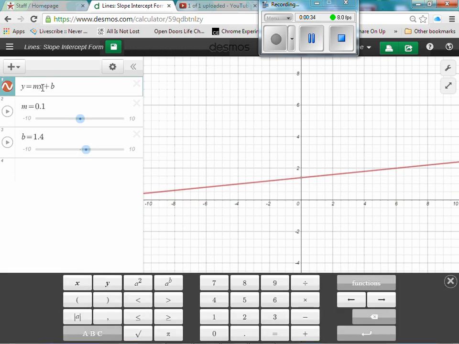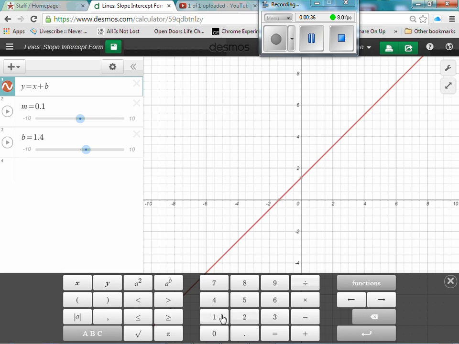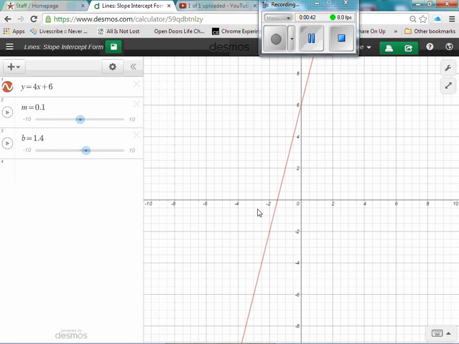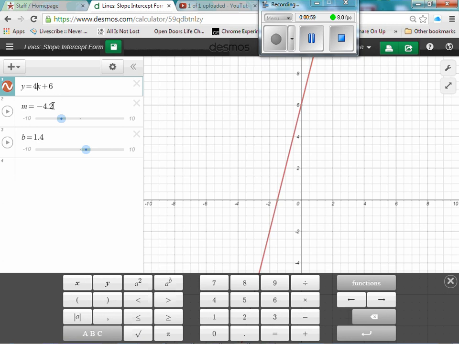Even if I wanted to type in, say, a number 4, and then I may want to change the b to 6, and that's the graph, okay? And so you would see the y-intercept is 6 and the slope is 4. And you can always use the slider. You can play and it would just move as far as the slope here if it was the y equals mx plus b. So let's go back to the m and let's go back to the b.